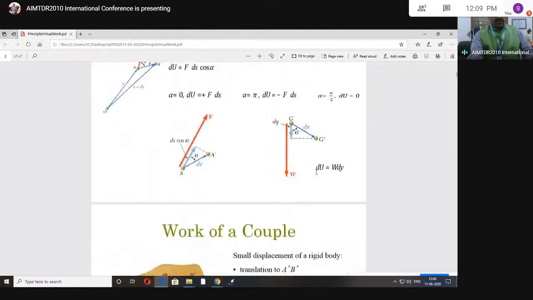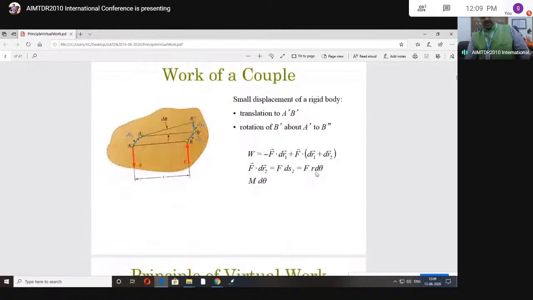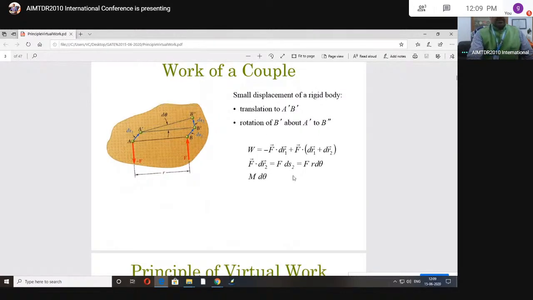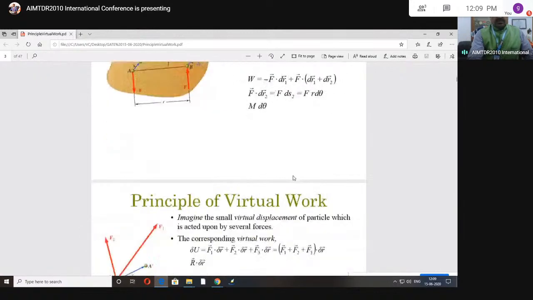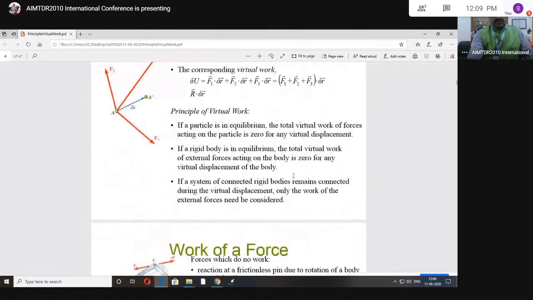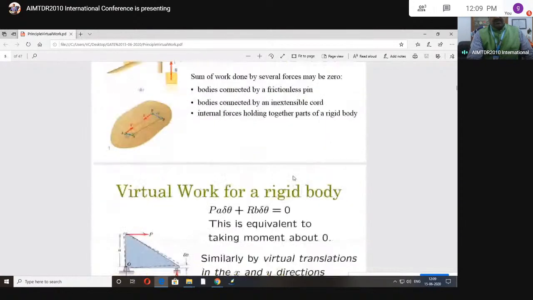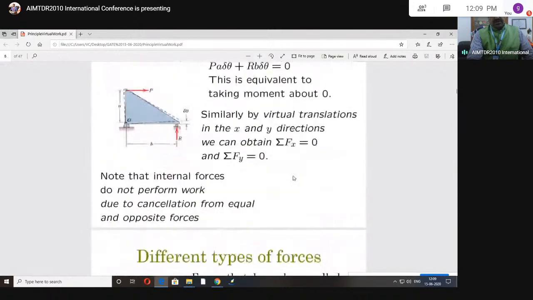Work of a couple, this is already explained. The work done by a couple: F into dr1, F into dr, dx to find out the value. Work done. Then this is also already explained. This also explained. This also explained. I will consider some more cases here.